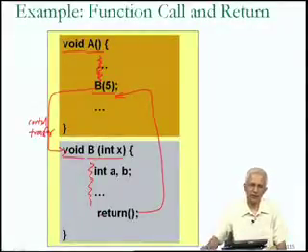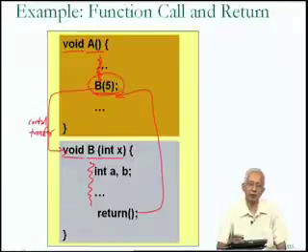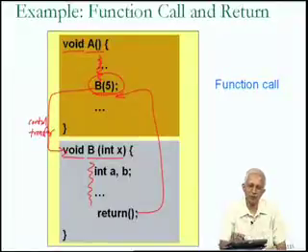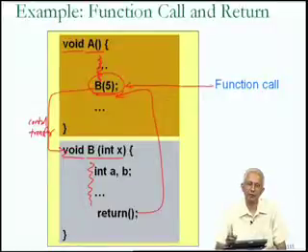And let me just first of all introduce some terminology. Now we have two functions over here. There's the function in which the function call is present, and there is the function which is being called. So since there are two functions, we need some terminology to distinguish between them. And the point in function A where function B is called is what we call the function call. That is fairly clear.